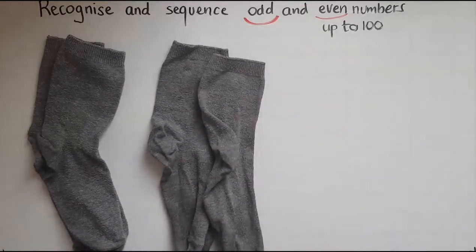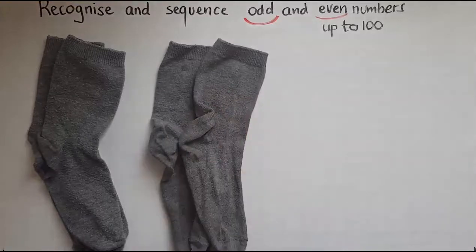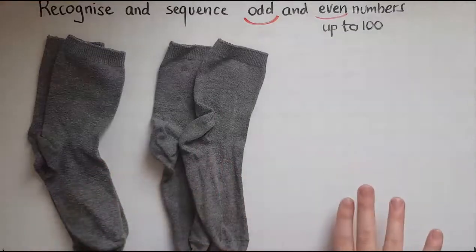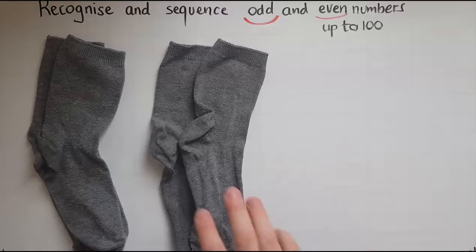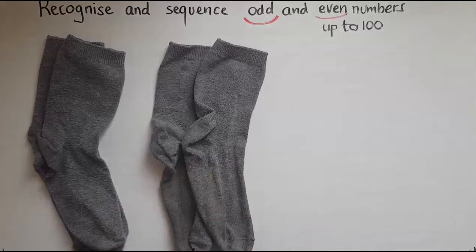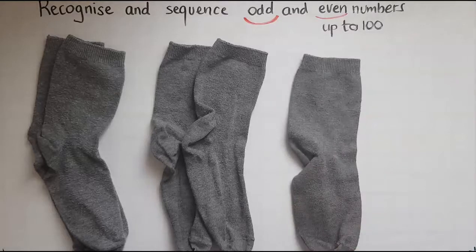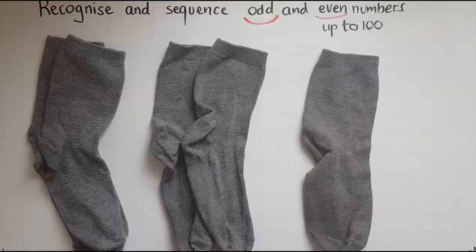There is another sock. Now I've got 4 socks, but I've made 2 pairs, so there is no odd sock. There is no sock left, which means that 4 is an even number because I can make pairs and have no odd socks left. Whereas 5 is odd because I have an odd sock left. I hope you can see the pattern.